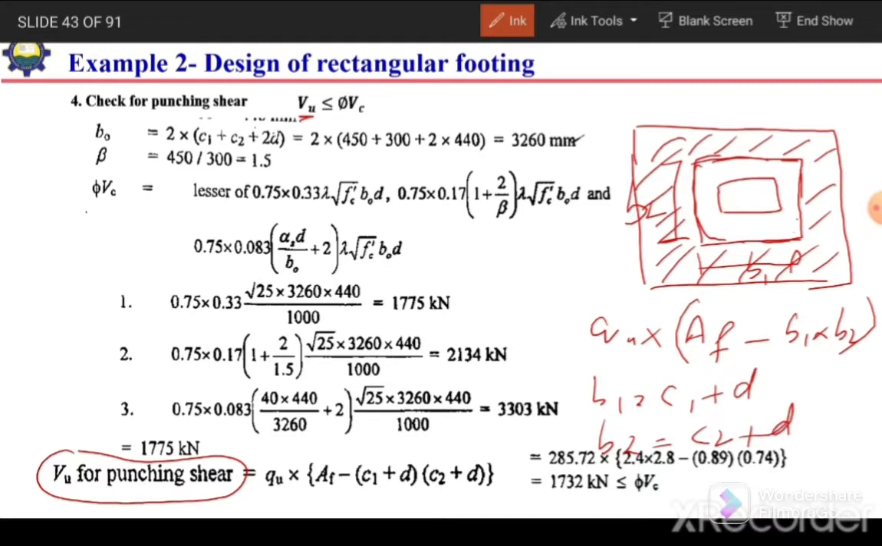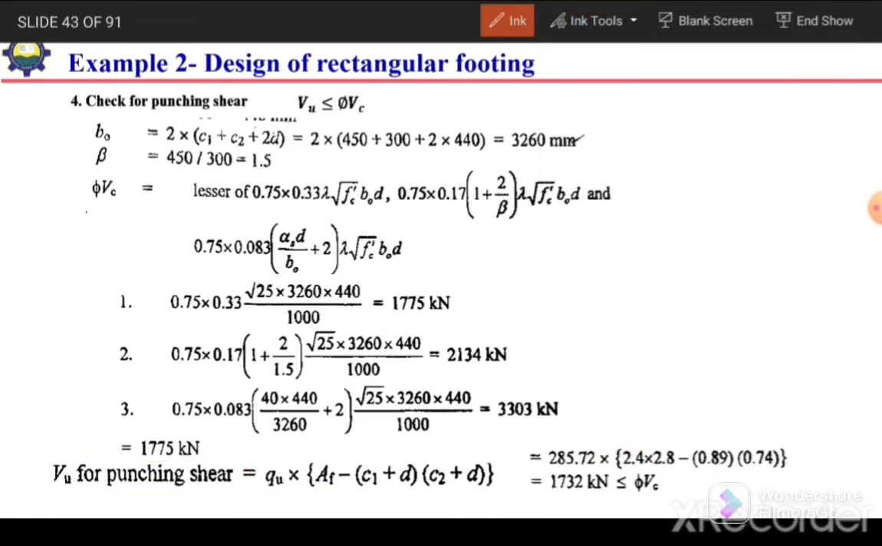So by using this expression we can calculate the applied punching shear: QU times the area of the footing minus C1 plus D and C2 plus D. By substituting these values we can calculate the applied punching shear, which is 1732, and it is less than the punching shear capacity of the footing slab. So it means our selected depth of the footing is adequate to resist the applied punching shear.